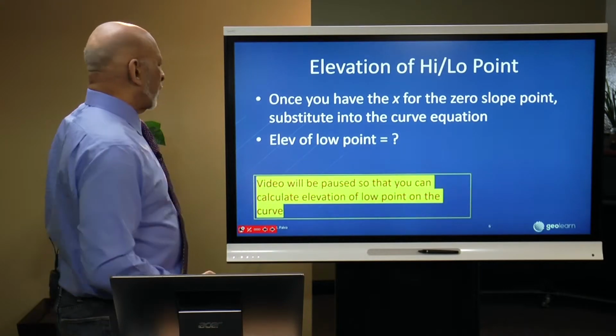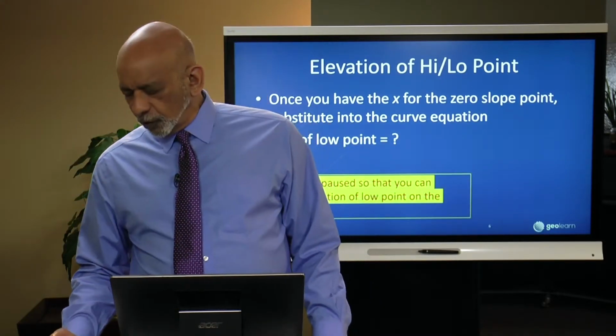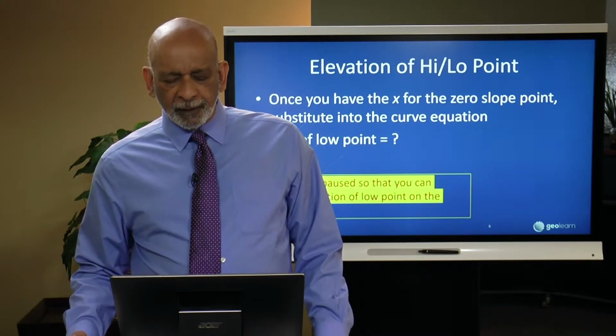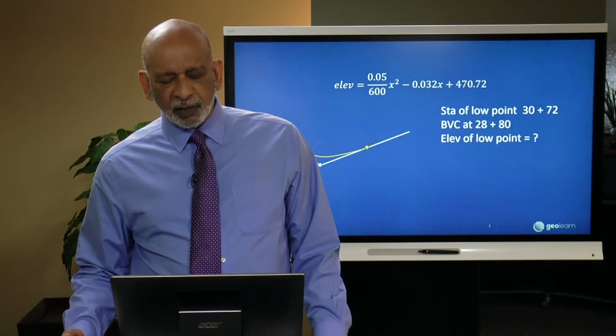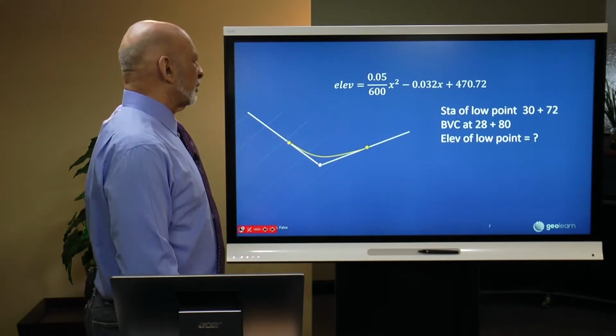So, surprise, surprise, here's a little quiz for you to work on. I'm going to pause the video so that you can take this data, I have it summarized on this slide here, and use it to solve for the elevation of the low point.